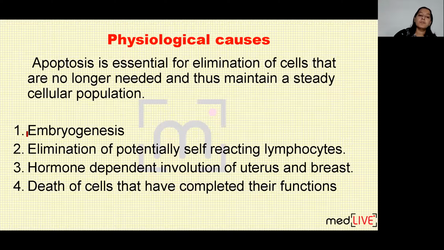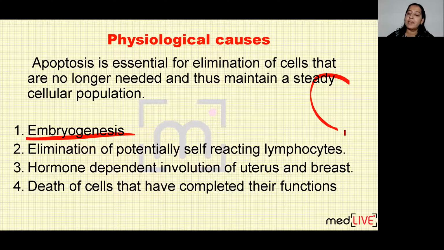Physiological causes, the most important being embryogenesis. Whenever an embryo is inside the uterus of the mother and embryogenesis is taking place, how does the hand form? Do you remember your embryology? How does the hand form, the 5 fingers, 4 fingers and 1 thumb? Initially the hand was like a block, but the cells between the fingers undergo apoptosis. They undergo cell death. That's how the fingers get separated. So in this way, apoptosis occurs during embryogenesis in multiple organ formation, correct?